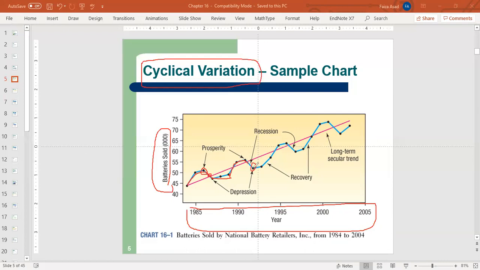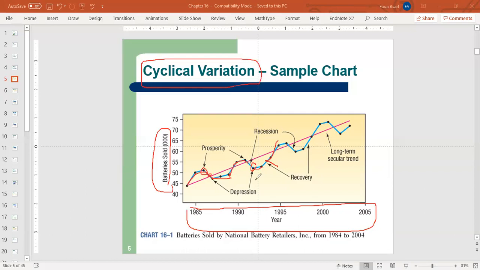So after staying in depression for two points, this business recovers again and then we see prosperity. So this is how recession and depression work, or you can say this is how the cyclical variation works.